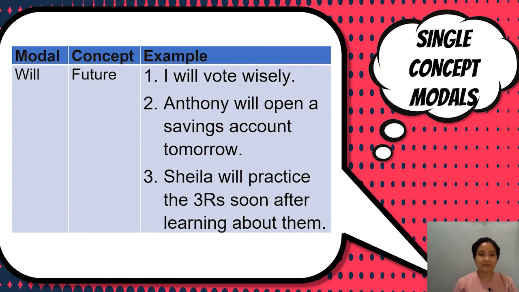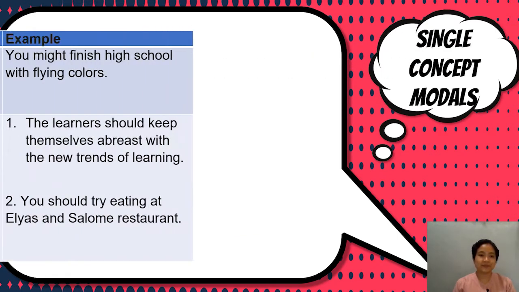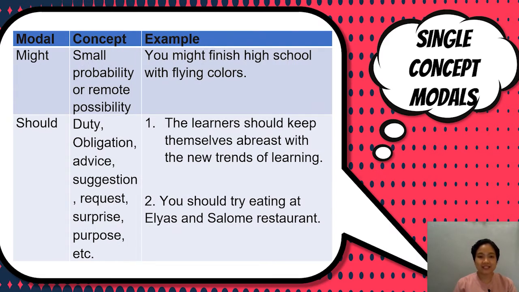Examples: the modal is will and its concept is future. I will vote wisely. Anthony will open a savings account tomorrow. Sheila will participate in the 3 R's soon after learning about them. Might. Its concept, small probability or remote possibility. Example, you might finish high school with flying colors.